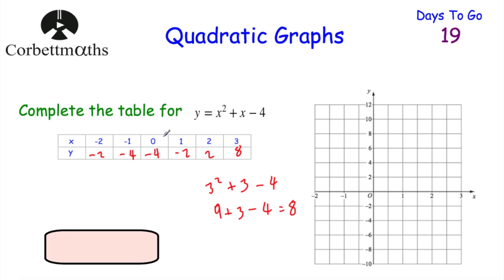So if you got those values, well done. Now what we're going to do is plot them. So negative 2, negative 2 would be here.